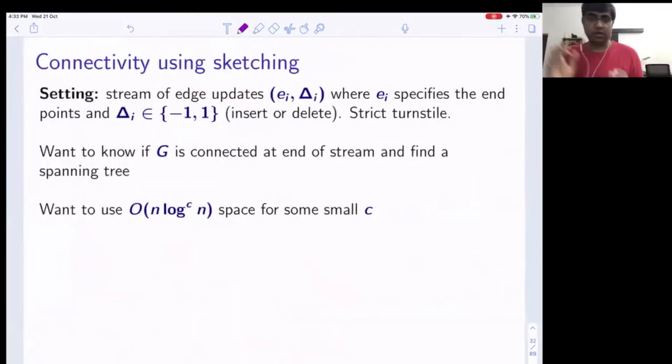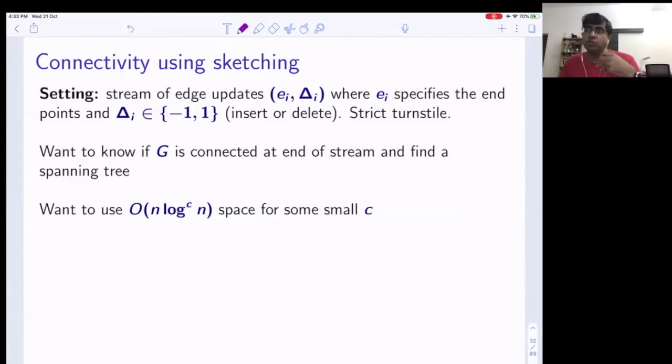So now I have given you a stream of edge updates, which will be like (e_i, delta_i), where e_i specifies the endpoints and delta_i is +1 or -1, meaning insert or delete. Notice that it is in the strict turnstile model because negative edges have no meaning. We want to know if G is connected at the end of the stream and find a spanning tree if one exists. And we want to use n polylog n space. Okay, so that's our setting.